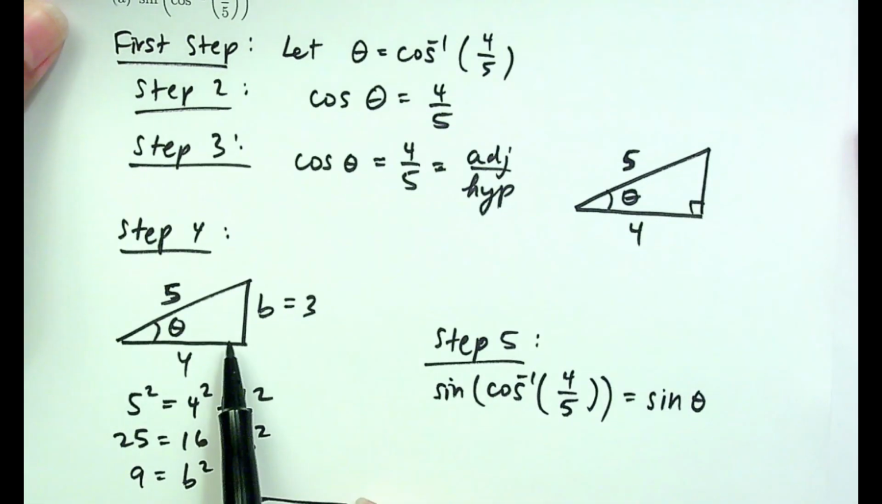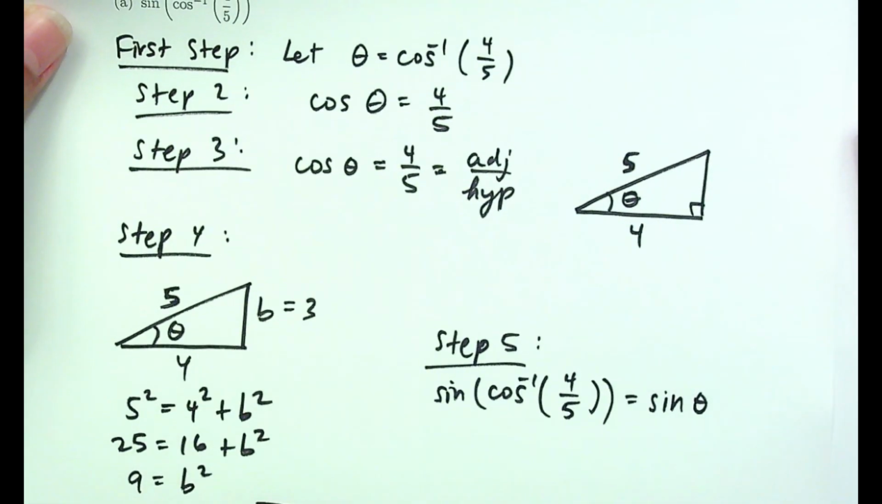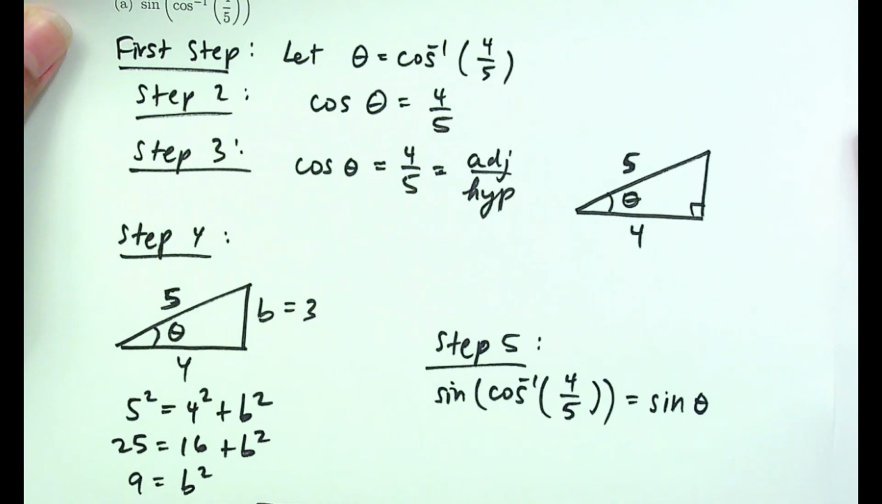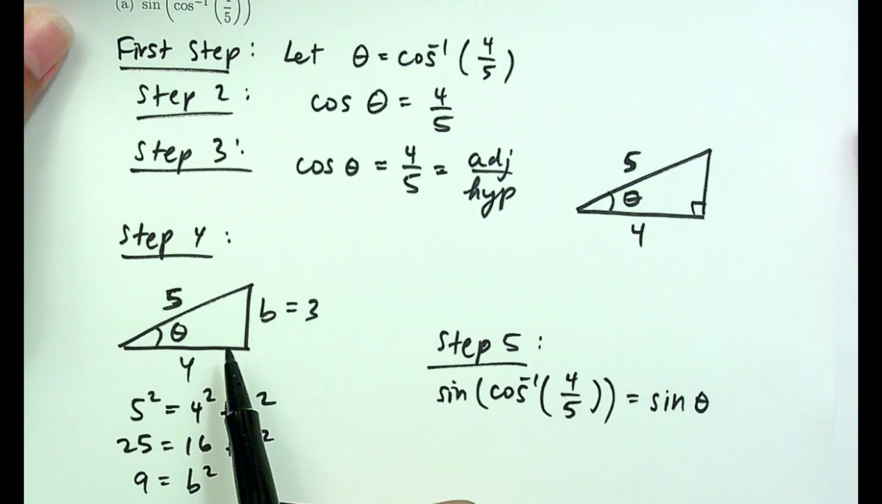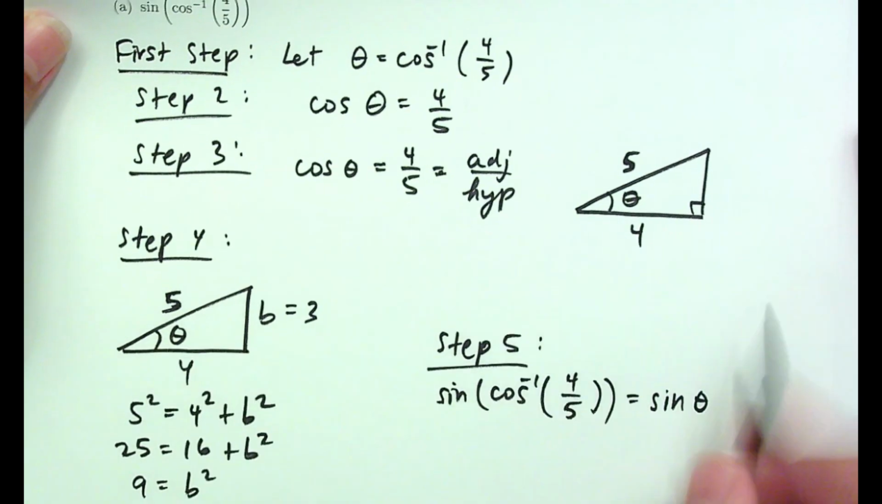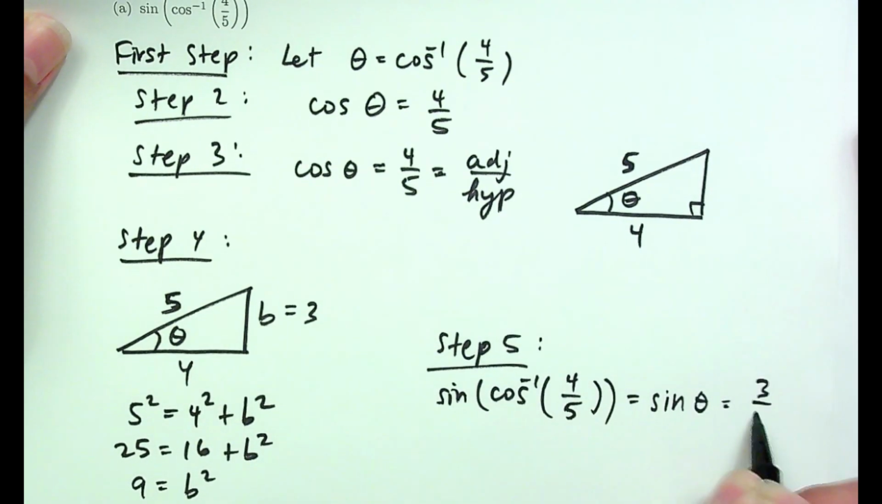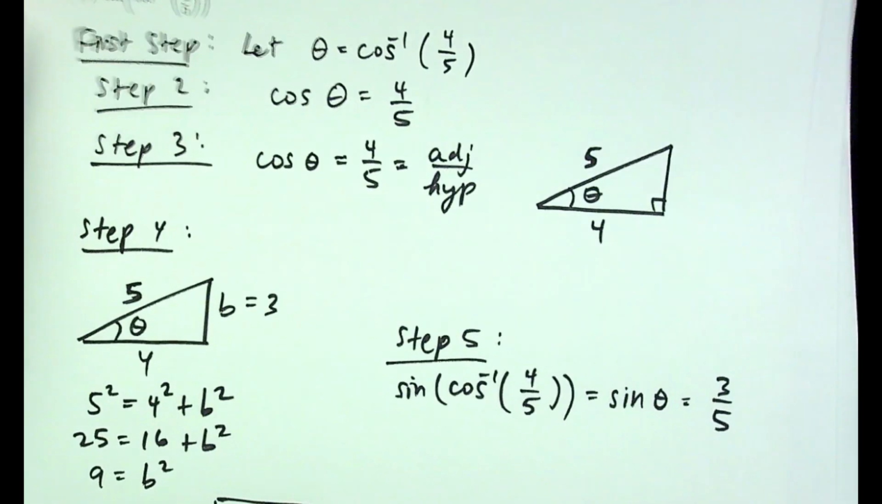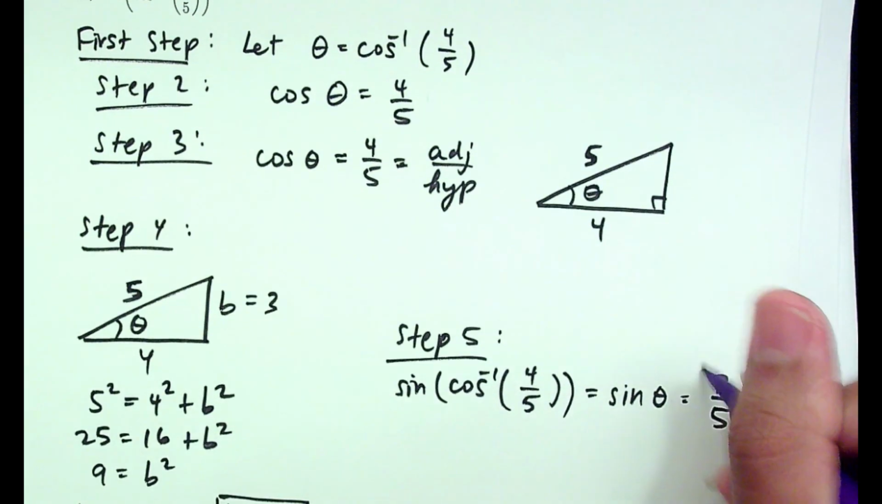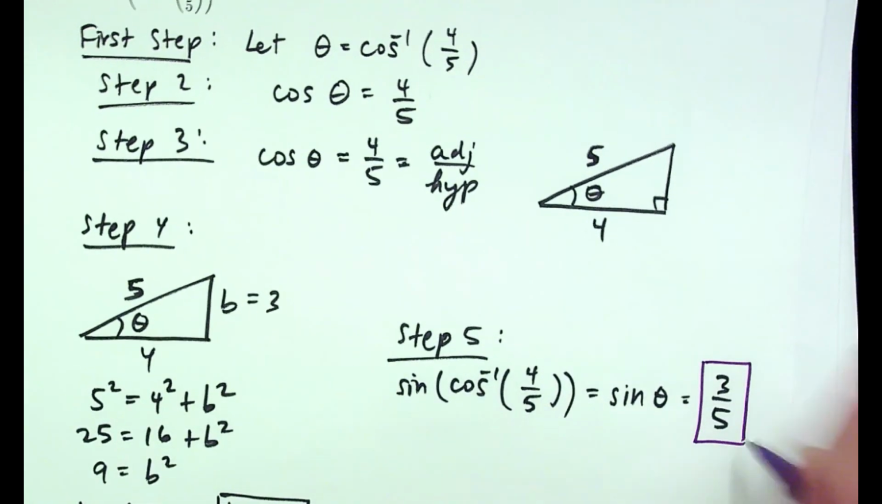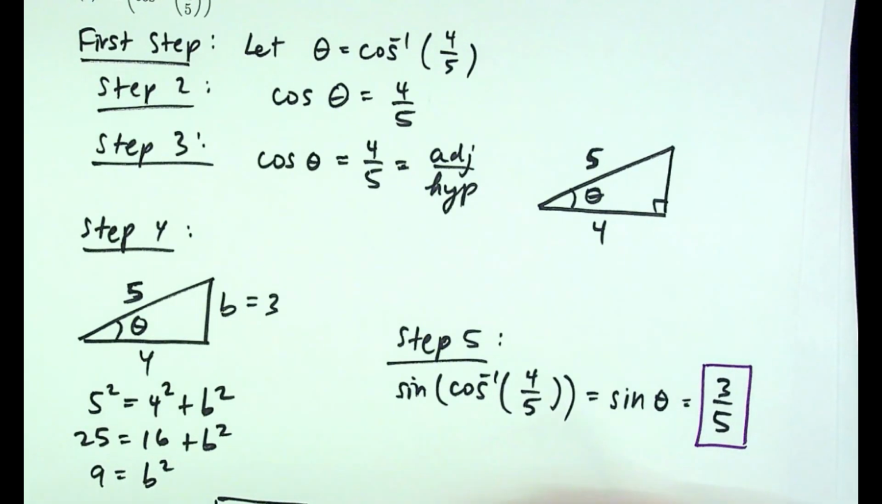From this picture, we can tell what is sine of theta. So what is sine of theta? SOHCAHTOA: it is opposite over hypotenuse. So it is 3/5. And that is the final answer. 3/5. All right, that's it. We're done.